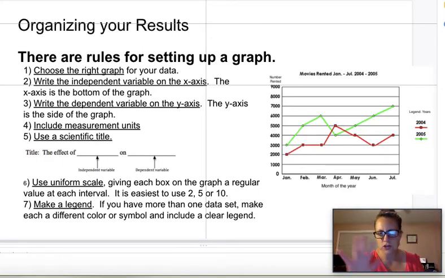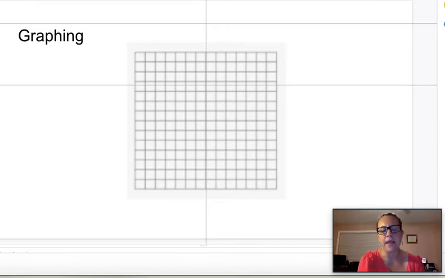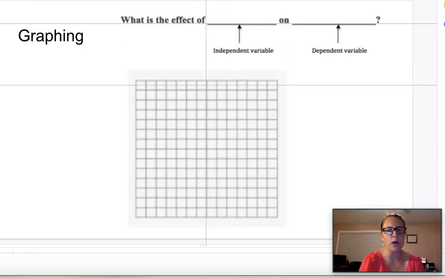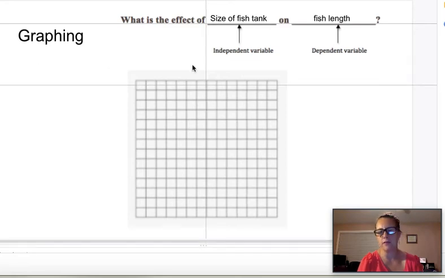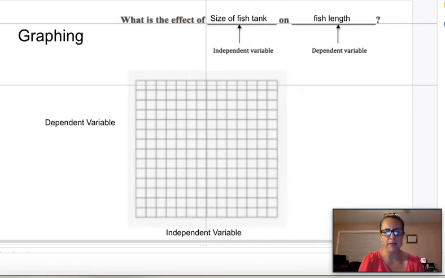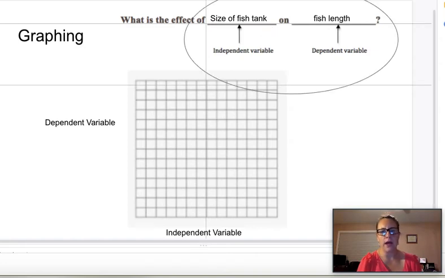Now, just real quick, just to show you how a graph should be set up. If you start with a grid that looks like this, what you want to make sure is you know what your variables are. So in this case, it's what is the effect of always the independent on dependent. And so if we had, for instance, what is the effect of the size of a fish tank on the fish length, when you set up this graph, what you would do is you always put the independent variable on the bottom, the dependent variable on the side. So since we know right here what the independent and the dependent are, you would end up with, on the bottom, size of the fish tank. The independent variable always goes on the bottom. And then fish length would always go on the side.